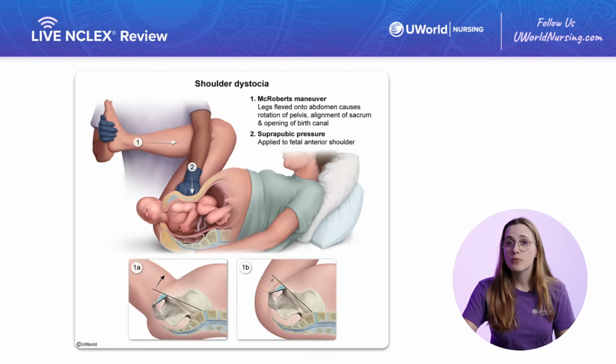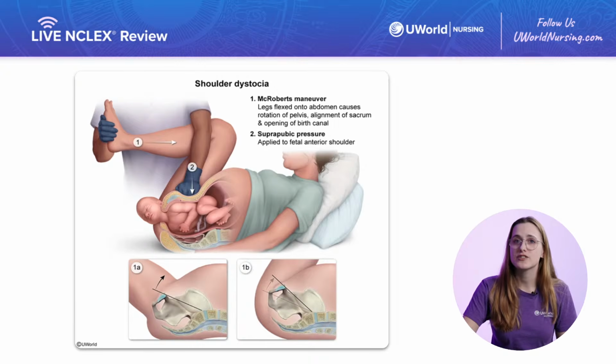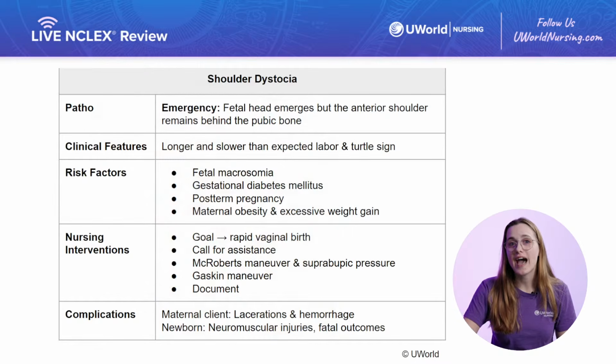And then the suprapubic pressure applied to the fetal anterior shoulder is going to help rotate that shoulder free from the pubic bone. So these movements together are going to help get the shoulders unstuck and give the best chance for a favorable outcome. Another maneuver you might see is the Gaskin, which involves having the mom move to a hands and knees position. This repositioning helps the baby dislodge from the pelvis.